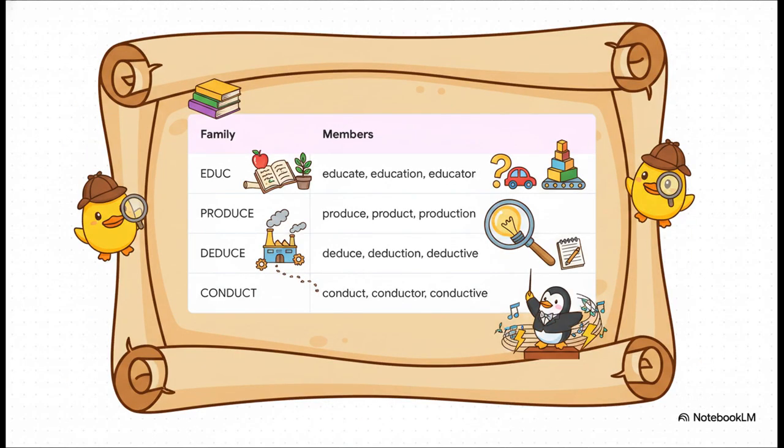This brings us to the Family Power Challenge. The beauty of learning a root is that it instantly unlocks 4 or 5 words at once. The educ family gives you educate, education, educator, and educational. The produce family instantly unlocks produce, product, production, productive, and productivity. Knowing deduce helps you easily spell deduction, deductive, and deducible, and the conduct family reveals conduct, conductor, conductive, and conductivity. The root always remains visible as your ultimate spelling clue.